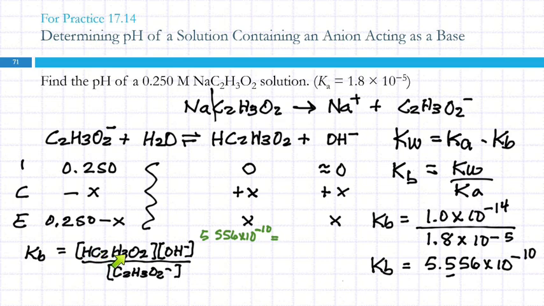the HC2H3O2, which is x, times the OH minus, which is also x, divided by this guy over here. Could we treat x as small? We could. The book's going to do it. I don't want to. So 5.556 E minus 10. And if you used your solver before, it's already set up in this form. You just have to change the numbers.